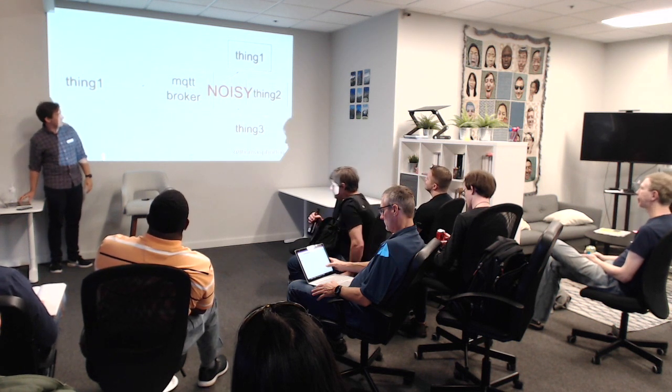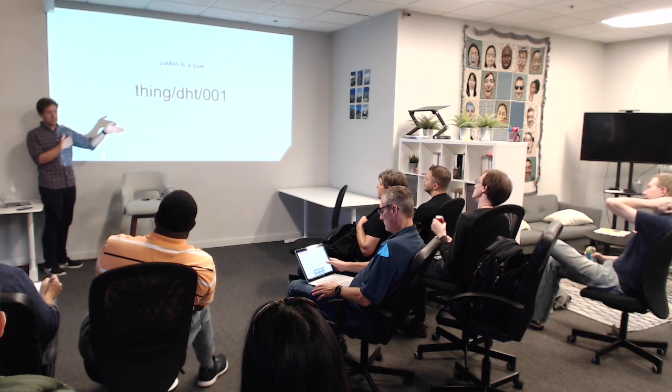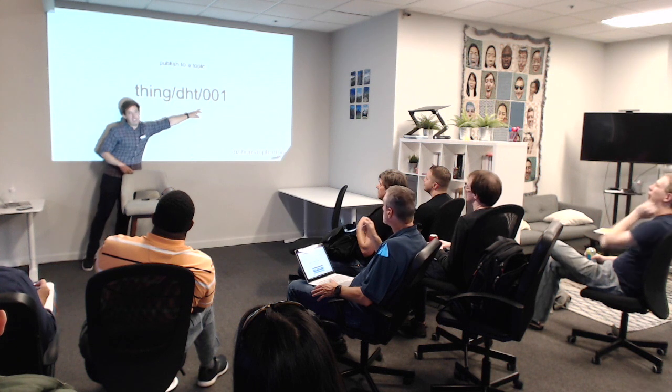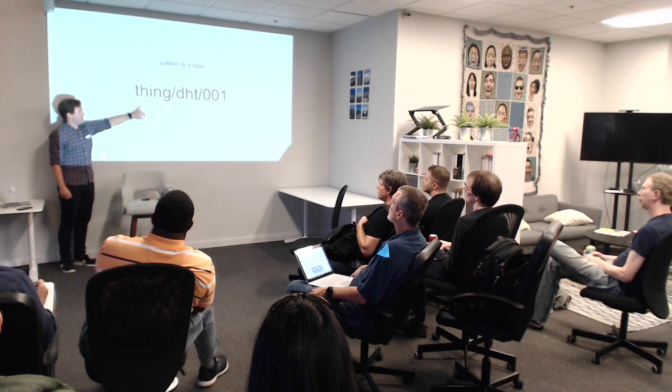So how does MQTT solve this? They have an idea called topics. Topics are strings. So again, there's a global namespace in MQTT. You can publish with a topic and you define it. You can kind of organize this well. So you would say that I have a thing, it's a DHT sensor, and the ID of it is 001. It's the first of my many sensors. So I push that out, and it's kind of like the subject line of an email. So this goes out, the body of the email is your humidity information.